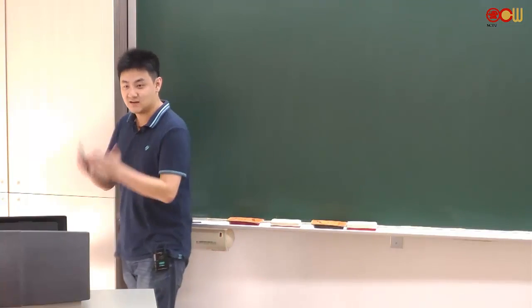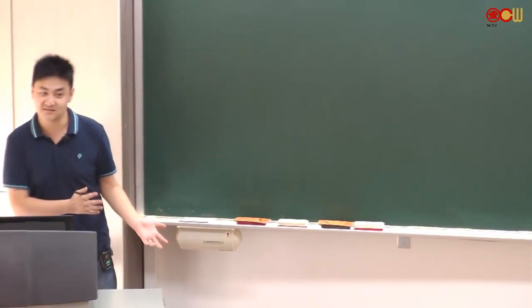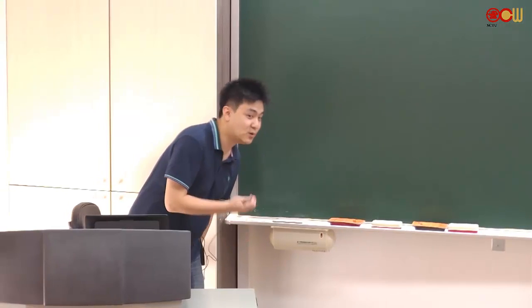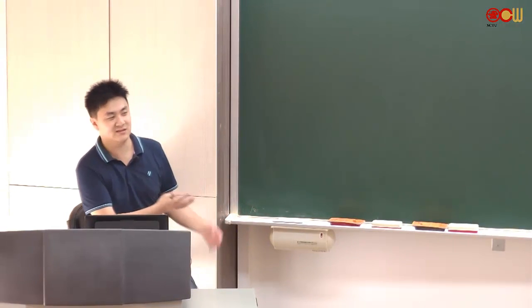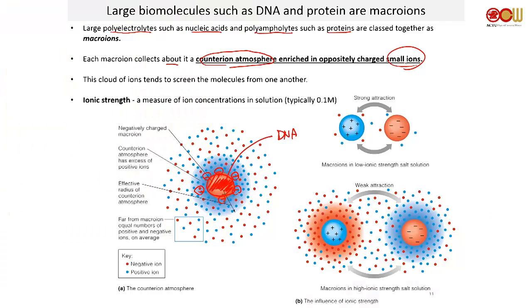So the metal ions are all positive ions, and they're going to be small, relative to a DNA, right? DNA is huge. So metal ions are small. So then essentially what happens is you're going to grab a bunch of these little positive ions that sort of surround this entire cloud, this entire blob of DNA, okay? And this cloud of ions tends to screen the molecules from one another.